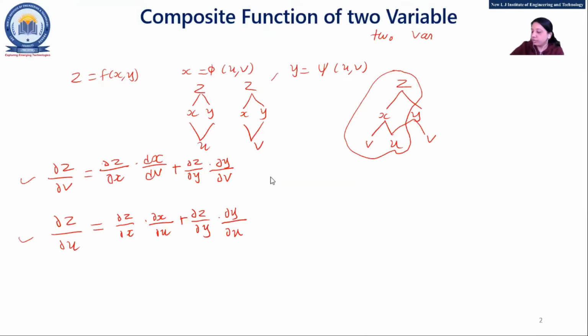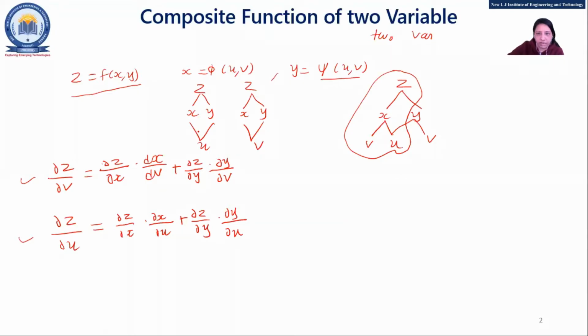This we have seen. Suppose one function is given, z equal to f(x, y), that means z depends upon two variables x and y. Now x is a function of u and v, x equal to phi(u, v), and y is also a function of u and v. This is the representation in terms of a graph, so you need to write down what follows from that.